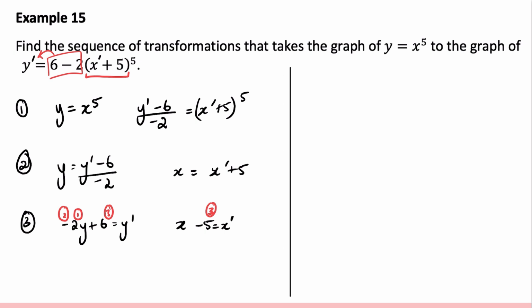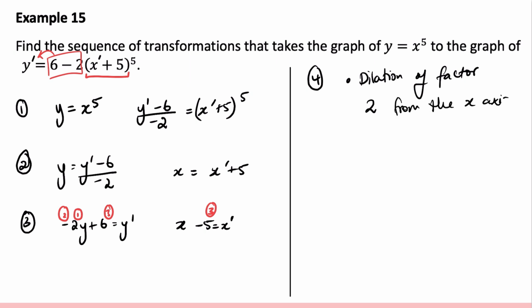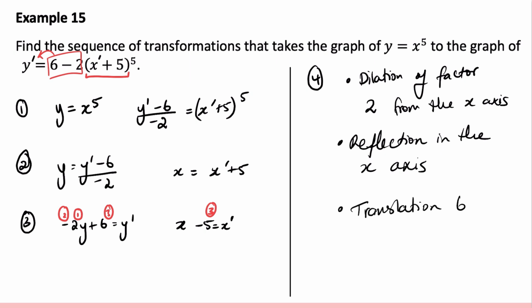All right, so for step 4, I'm going to go ahead and write out my transformations. So first we've got a dilation of factor 2. Now because it's affecting the y values, it's going to be from the x-axis, so it's moving away from the x-axis. Then we've got a reflection, again affecting the y value, so we say in the x-axis. And finally, we can talk about our translation, 6 units up and 5 units to the left. All right, now that's the dash method.